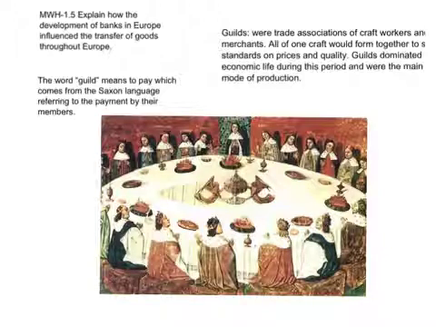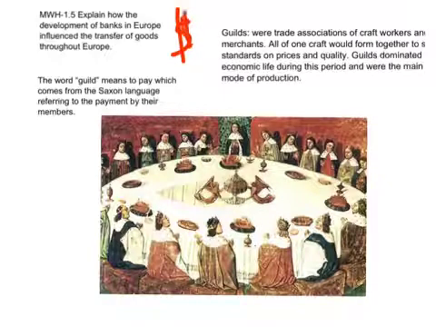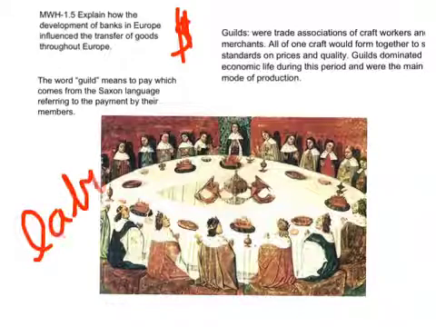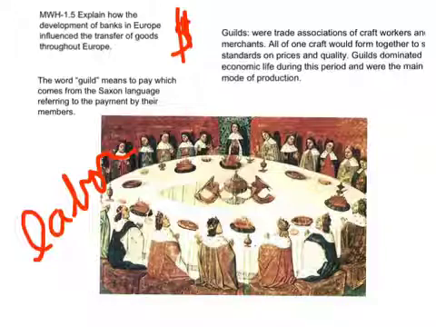Okay, in this slide we're continuing with the development of banks in Europe and transfer of goods, looking at this brand new economy. And as we look at the finance side of Europe, so we're talking about the money side of it, and then we look at the trade side of it, we cannot forget about labor, all right? The word guild means to pay, which comes from the Saxon language, and refers to the payment to the members.